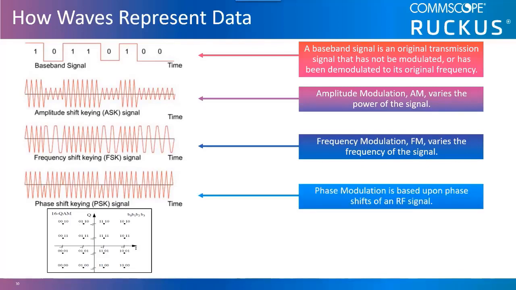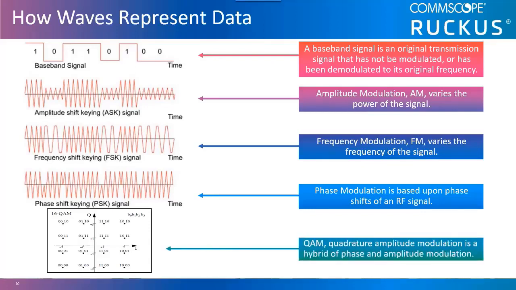Phase modulation is based upon phase shifts of an RF signal and opened the door for quadrature phase shift keying, QPSK. Phase modulation allowed 2 bits to be derived from each signal state change, depending on where in the waveform the state changes.